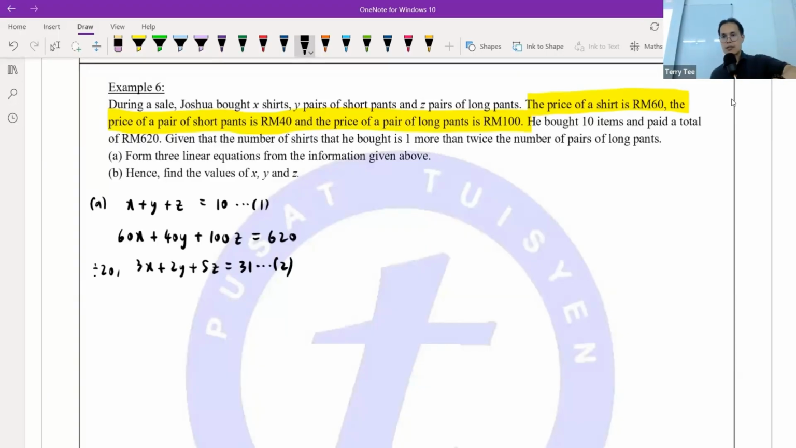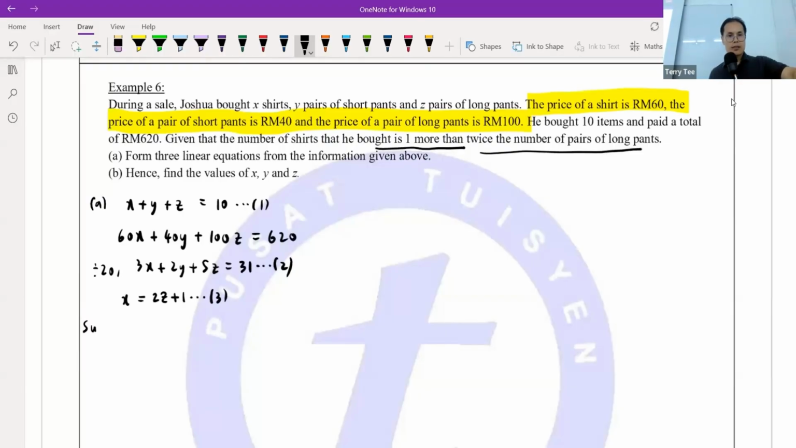Okay, my third equation is this. They say the number of shirts that he bought is one more than twice the number of long pants. Okay, shirt is x, right? Is one more than twice the number of long pants. Long pants is z, yeah? So it is 2z plus 1 equals your shirt. For example, your long pants may be 2. 2 times 2, 4. 4 plus 1, 5. Your shirt is 5.